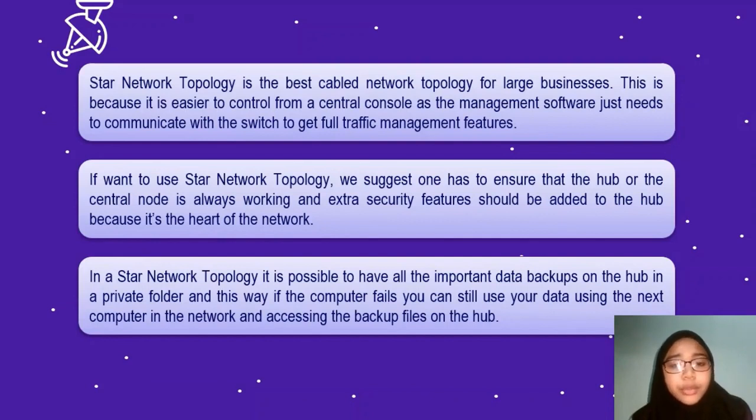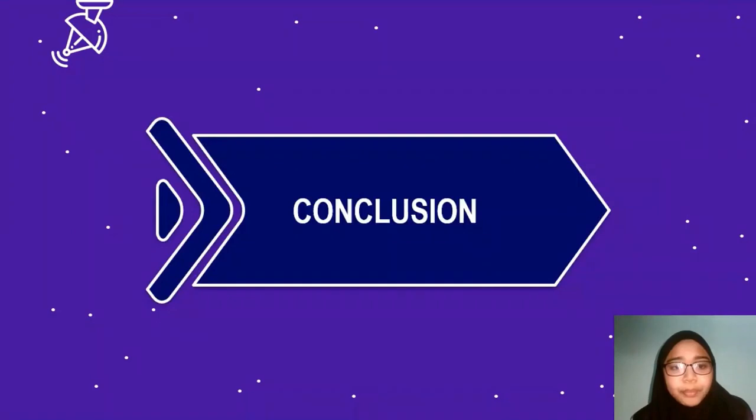If one uses star network topology, we suggest ensuring that the hub or the central node is always working, and extra security features should be added to the hub because it is the heart of the network. In a star network topology, it is possible to have all the important data backed up on the hub in a private folder, and this way, if a computer fails, you can still use your data using the next computer in the network and accessing the backup file on the hub.